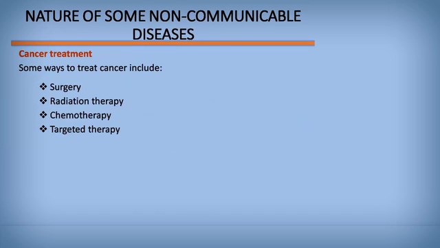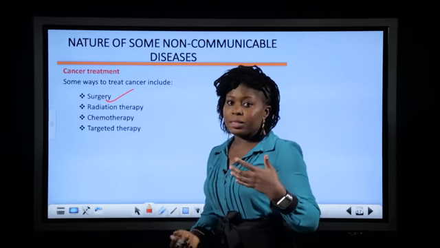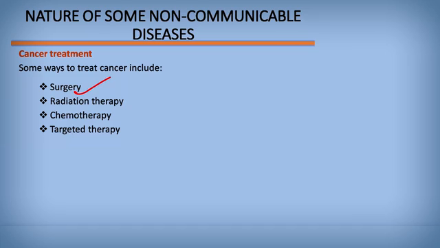Cancer treatment. For people who already have cancer in their body, there are some treatments available for them. Such treatments include surgery. Some cancers may need surgery for the tumors to be reduced. For example, brain cancer, okay, where there is presence of a tumor in the body, or even breast cancer, when there are lumps in the breast.